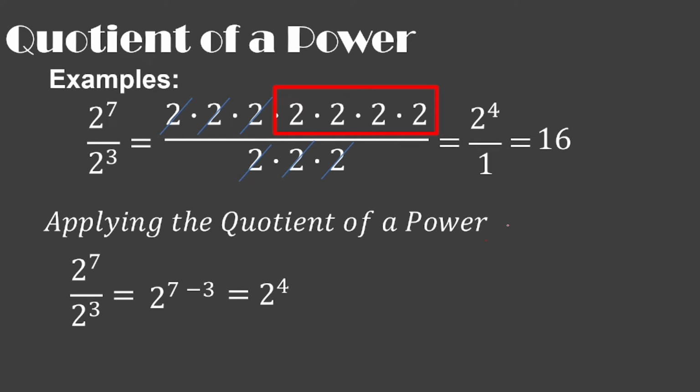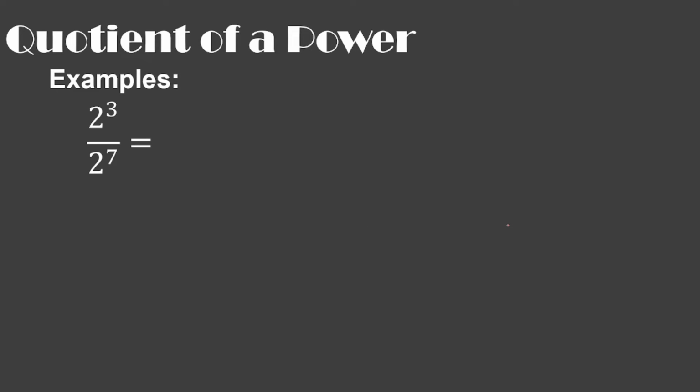And 2 raised to 4 is simply equal to 16. Alright, let's have another example. 2 raised to 3 divided by 2 raised to 7. This time, m is less than n. M here is equal to 3 and n is equal to 7. And since m is less than n, before we proceed into that, let us first simplify this one.